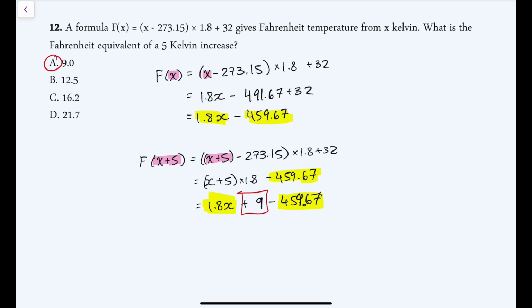Now you could take an example instead. You can try this out. You could say, what's f at 5 equal to? Plug in 5 for x. Then plug in 10 for x. And then whatever the difference is between the two Fahrenheit degrees, so you would do f at 10 minus f at 5, and this will also give you 9.